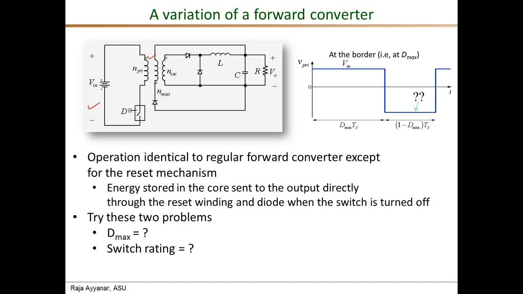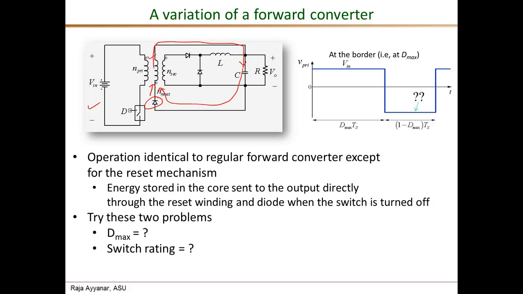So we need a current that enters the dot when the switch is turned off. This reset diode supports a current that enters the dot. So current enters this reset winding, then completes a path through the load output stage, and then completes a path like this.